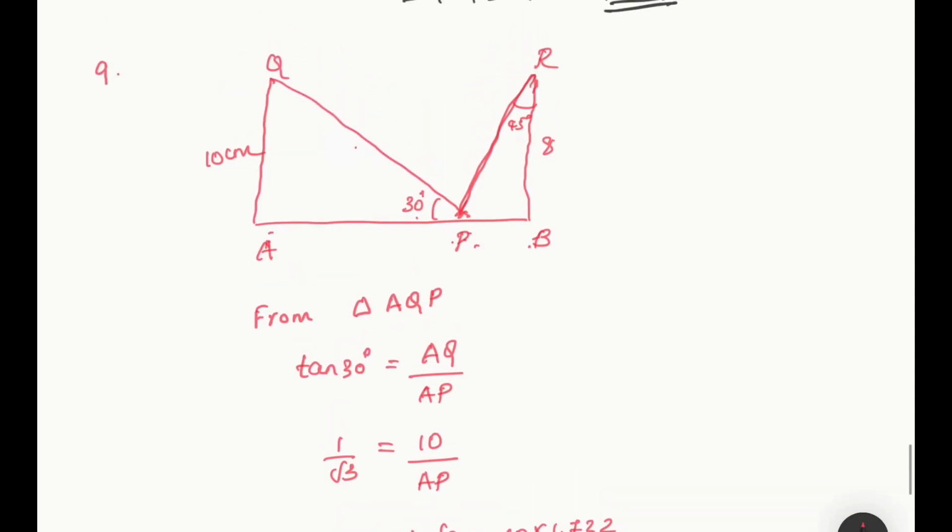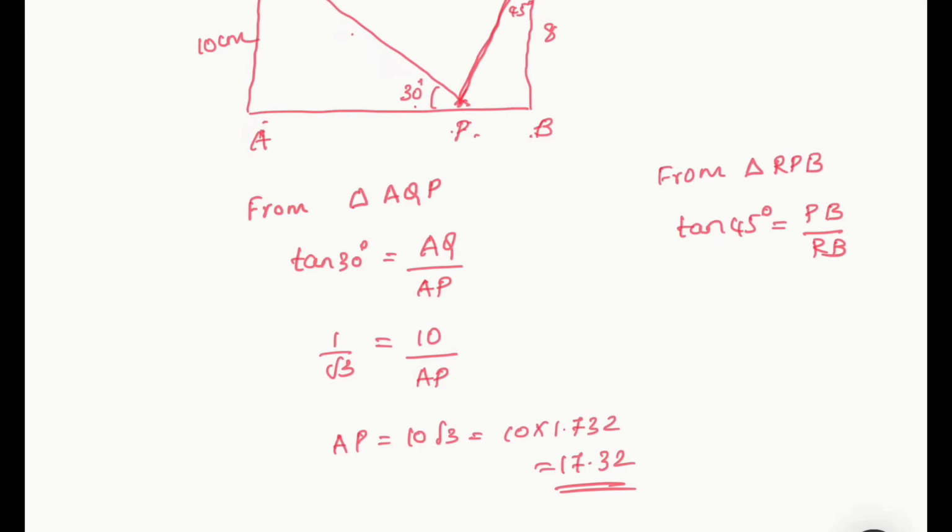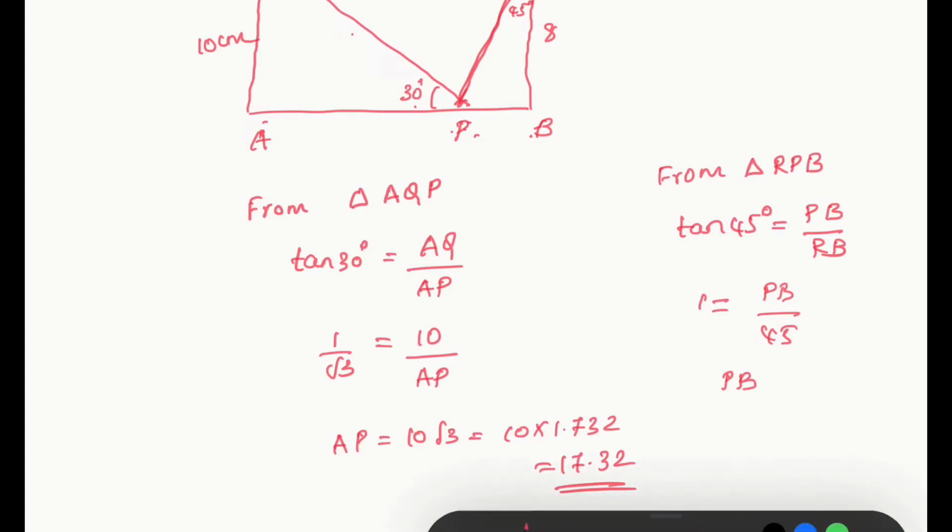Now similarly, from triangle RPB. Again, tan 45 equal to PB by RB. Therefore, tan 45 is 1. 1 is equal to PB by RB, which is 8. So you get PB is equal to 8.